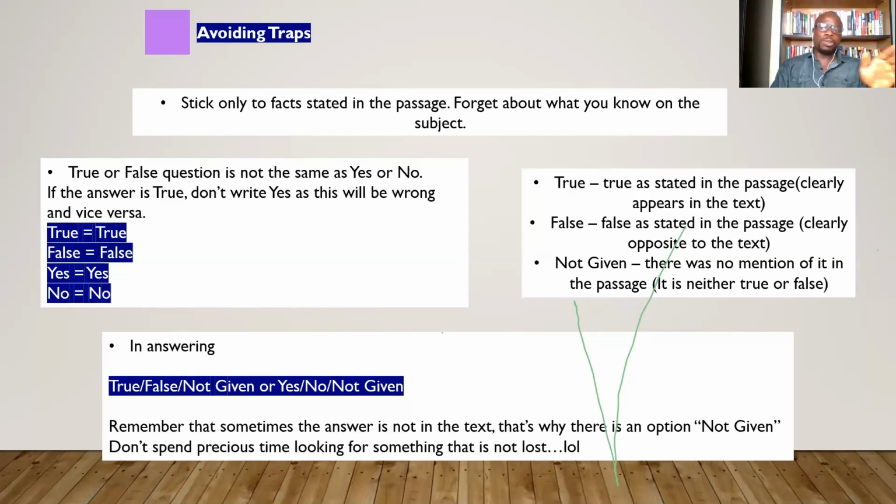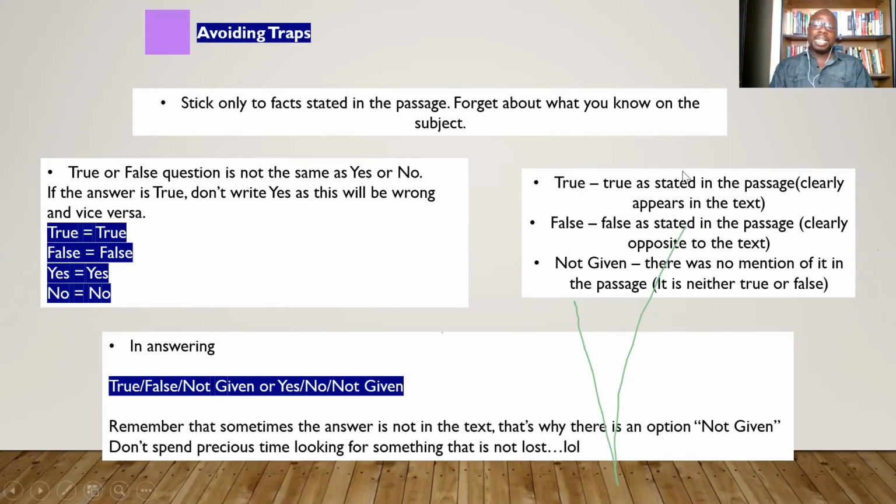Don't write yes, because it's not the same thing. Even though in terms of meaning, true may mean the same thing as yes, in answering the question, follow the instruction. So if they say state whether yes or no, when you know the answer is yes, don't write true. Just write the same as they have given to you. That's yes or it is no.